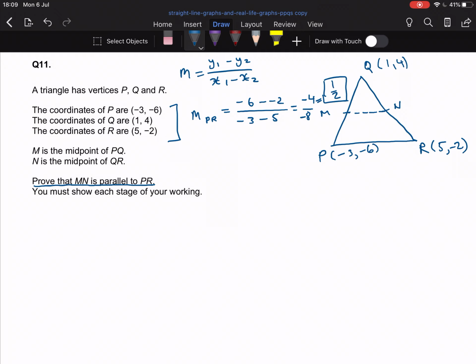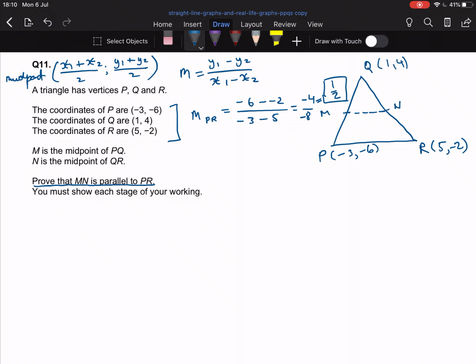Fabulous. So let's work out the coordinates for points M and N. And hopefully you guys know that to work out a midpoint, you add the x coordinates and divide by 2 to work out the x coordinate, and you do the same thing to the y coordinates of the 2 points on that line to work out the y coordinate.